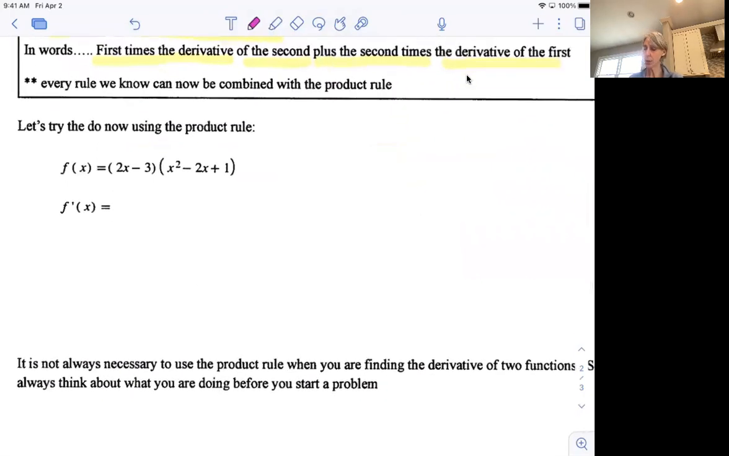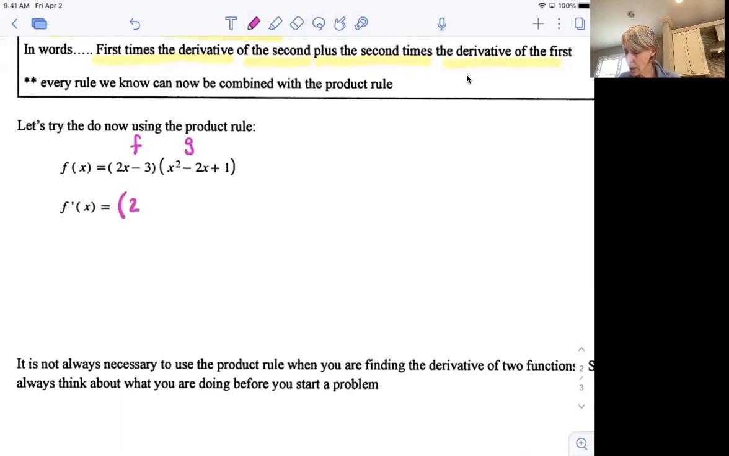So if f of x equals 2x minus 3 times x squared minus 2x plus 1, this is your f of x, this is your g of x. The first times the derivative of the second plus the second function times the derivative of the first. Okay. Now, in this case, we're not done because now we have to clean up what's left.